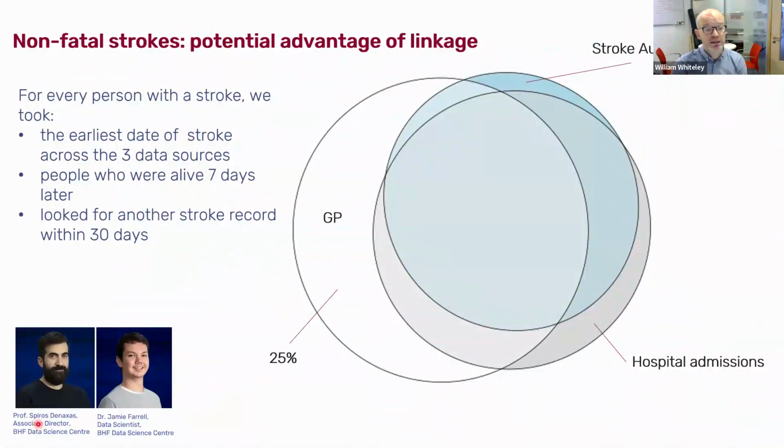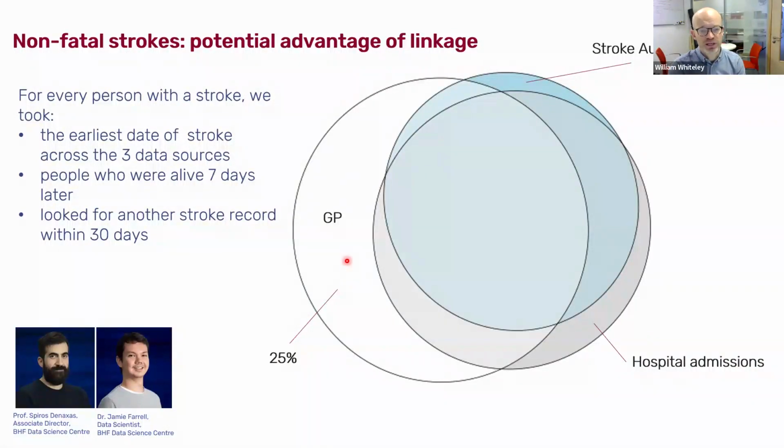Within these data sets, we've gone some way to defining what stroke looks like. This is work led by Spiros Denaxas, who leads the Defining Disease theme, working together with Jamie Farrell. So this is looking at what stroke looks like, linking data from the stroke audit, from hospital admissions, and from GP records. And this Venn diagram is produced by looking across those data to find everybody who's had a stroke.